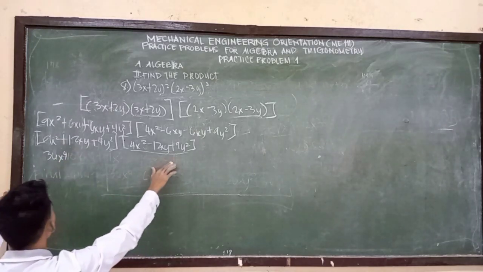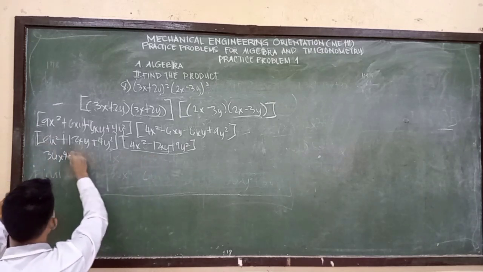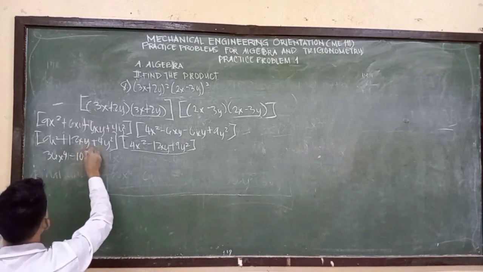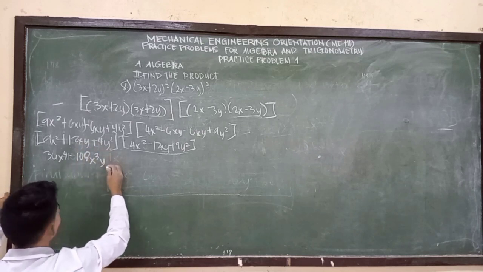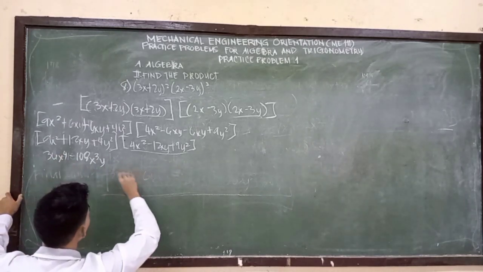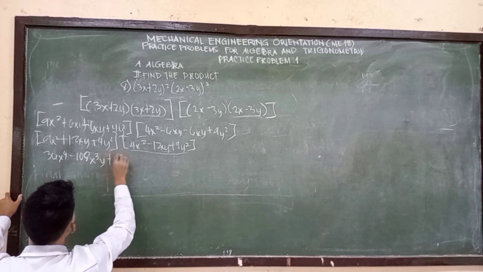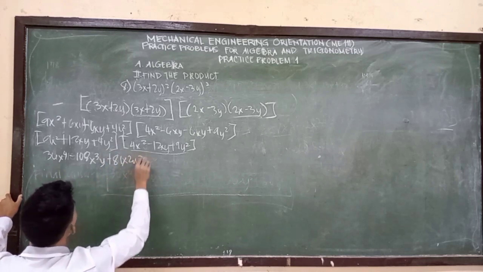12xy and 9x squared times negative 12xy will give us negative 108x cubed y. And then 9x squared times 9y squared will give us positive 81x squared y squared.